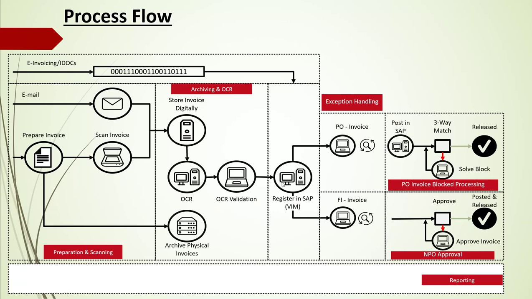Depending on the type of the document, it could be a direct FI invoice or a non-PO document, or it could be a PO based invoice. If it is a PO based invoice, all the standard SAP processes will get applied, three-way match, etc. Everything is okay, it gets posted and released for payment. In case of FI, it goes for approval, and if it is approved, it is released for payment.